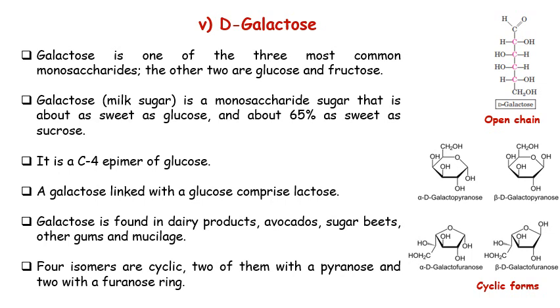So they differ in their structures when we talk about the number of carbon atoms found in the ring. If there are 5 carbon atoms in the ring, we call it pyranose, and if there are 4 carbon atoms in the ring, we call it furanose. So there are the four cyclic forms of D-galactose.